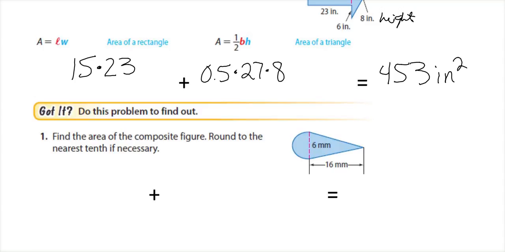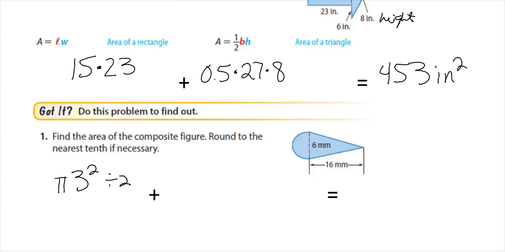Okay, let's look at the next one. We're going to find the area of the composite figure and round to the nearest tenth if necessary. This looks like an ice cream cone, or a piece of a spinner, or a clock hand. For this one, we need a semicircle. Remember from the circle section, to do a semicircle, we just divide by 2. So we're going to do pi r squared, so pi times the radius squared. The diameter is 6, so the radius is 3 squared, and then we divide that by 2.